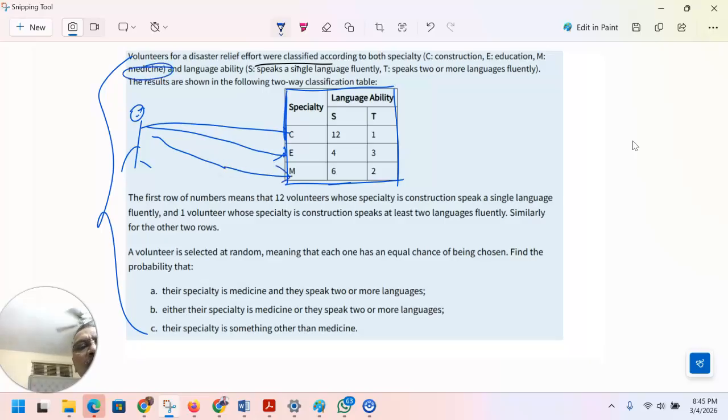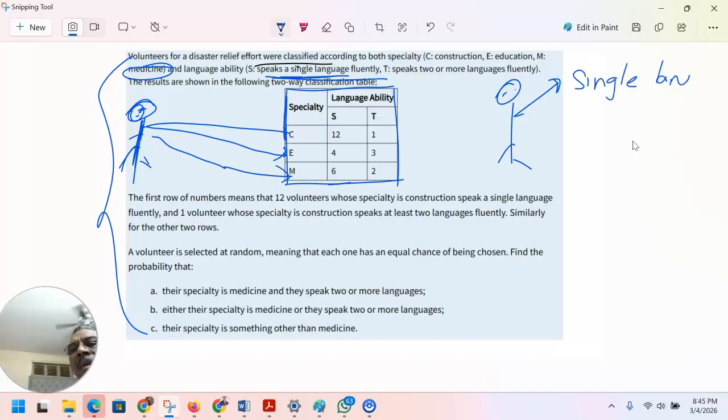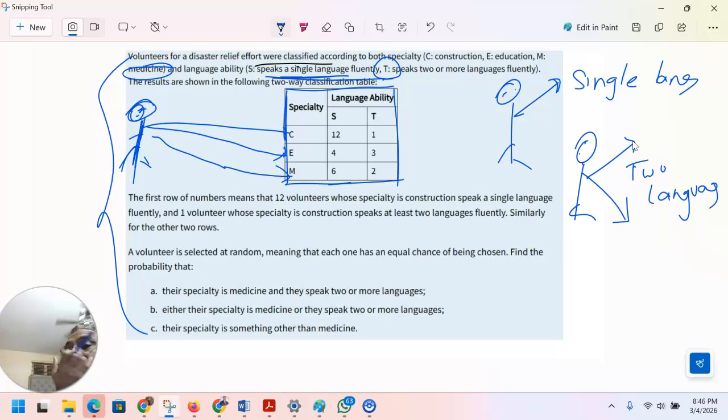So a person can have those qualities. Or there are some persons who are good at, maybe they can speak one language. So that's what this means. S basically means speaks a single language, that means he knows only one language. Or that could be another person who can speak two languages. So that T basically means two languages. Now, the question is, I want you to read this question and comprehend what is given.